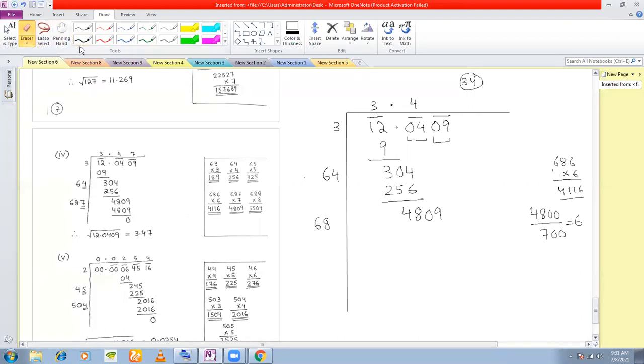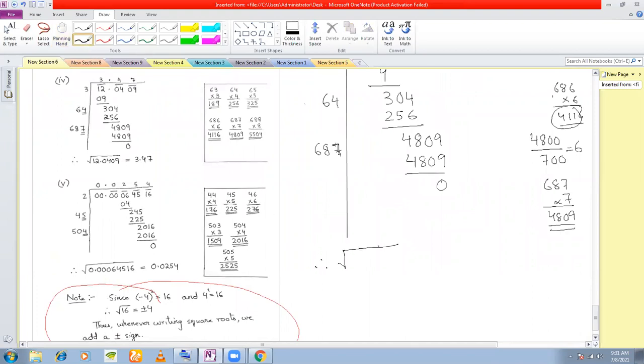This time we had inserted a 6 here to get 4116. Now we'll insert a 7 here. So now you have 687 into 7. Multiply to get 4809. Exactly you are getting here. So we keep 7 here and we write 7 here. Get 4809, subtract, 0.